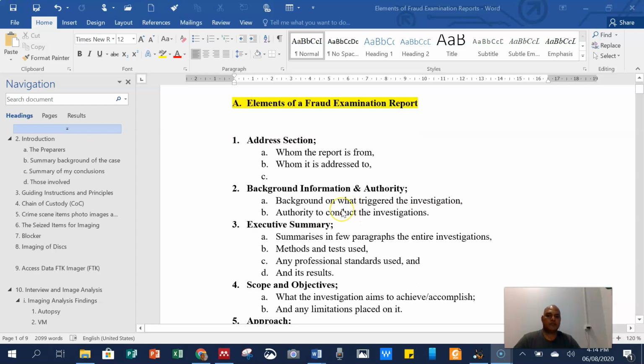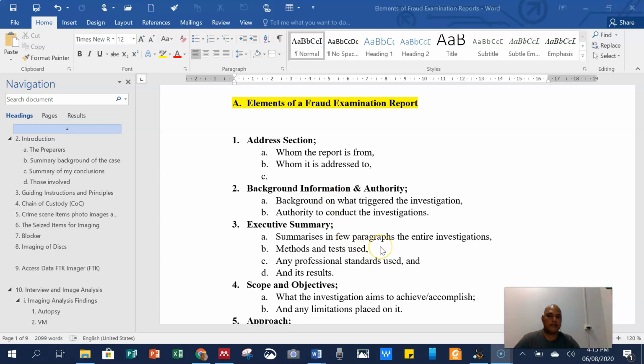Secondly, number two, the background information and the authority. Why the investigation has been conducted, why the report is compiled and for what reason, and who gave the powers. If it's from a court-sanctioned investigation, then we should put that there as the authority. So this is the background information and the authority. Where is it coming from? Or is it for the purpose of prosecution? Or is it for the purpose of internal requirement by a company, required by the board of directors, for example? So this is for number one and number two.